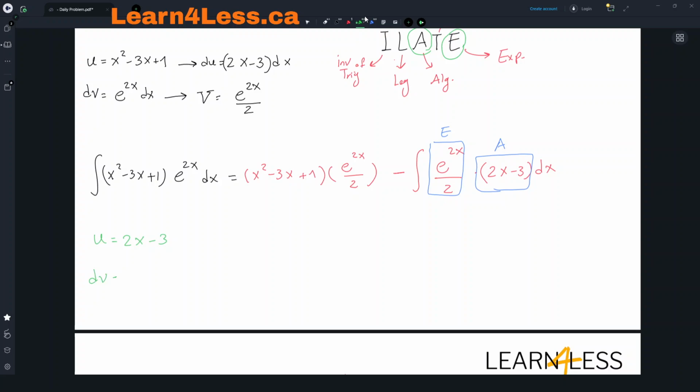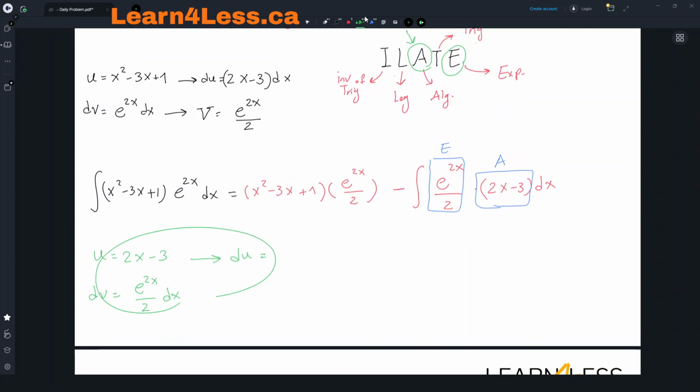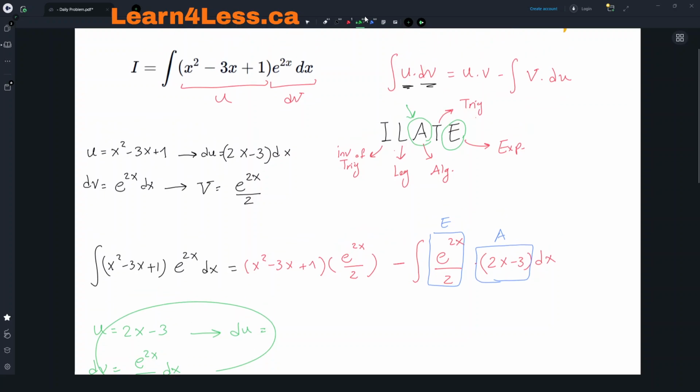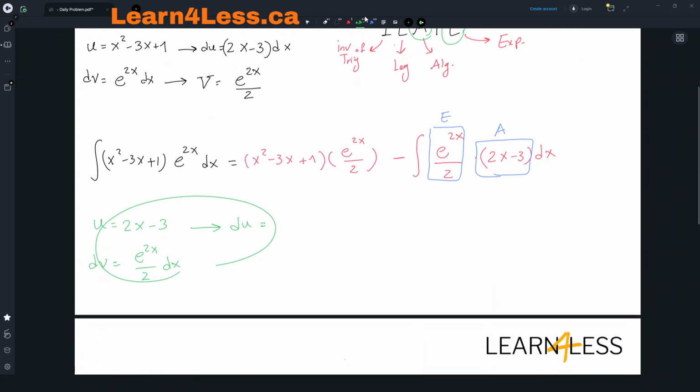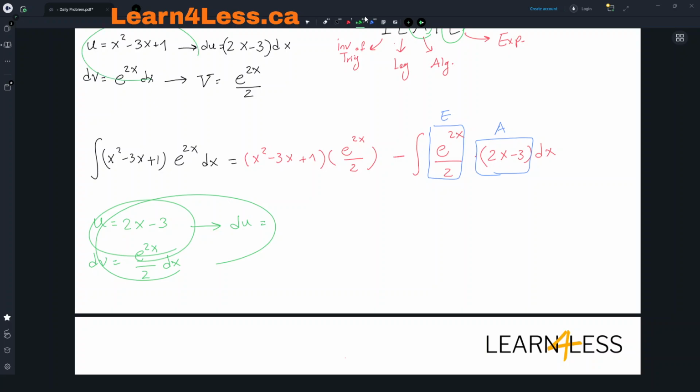And the dv would be basically the rest of the terms, which is e to the power of 2x over 2 dx. I mean, this part and this part together becomes the dv. So from here, we still need du. Again, just this u and dv is not a u substitution. It's just names that we use to be able to complete this integration by parts formula. So that's why the u here and the u here are totally different things, and it's not confusing. It's different from u substitution.